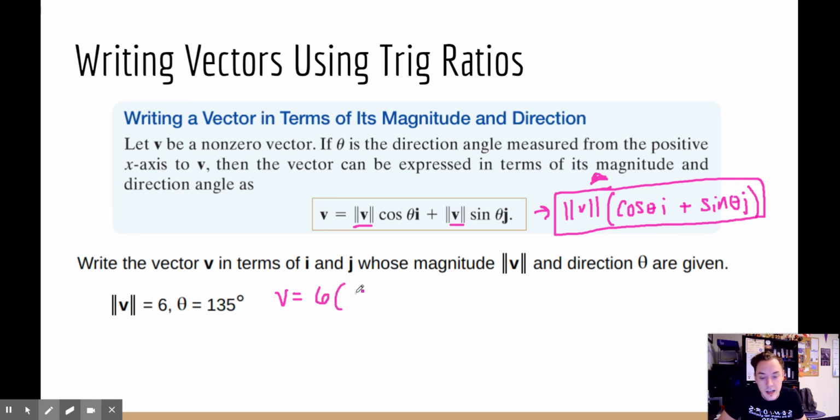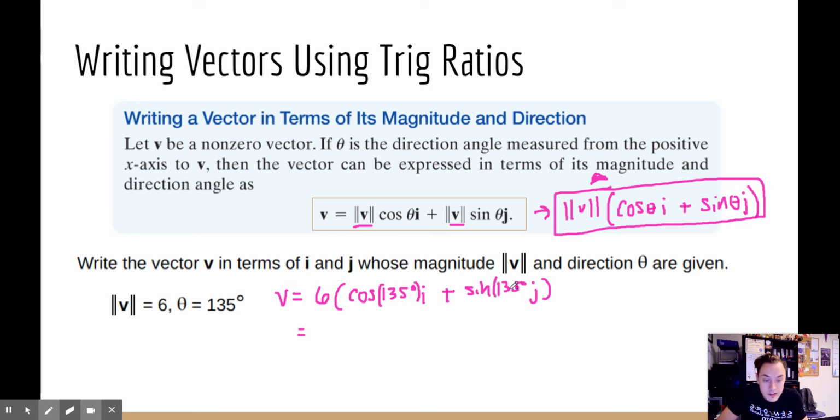It's 6, and then I'm going to have cosine of theta, which is 135 degrees, and this is i, plus sine of theta, which is 135 degrees, and this is j. Now, if you want to put your i and j's out front in front of your cosines, that's fine. Sometimes I do that, sometimes I don't. It really just depends. But just notice that your i and your j are not part of your angle measure.